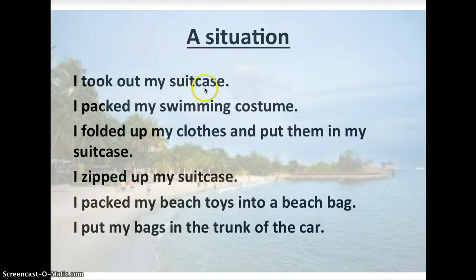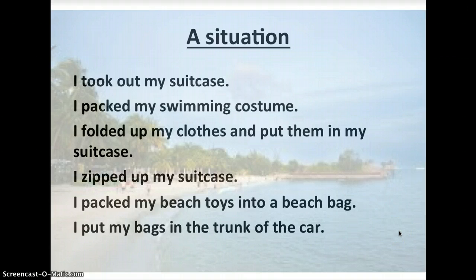I took out my suitcase. I packed my swimming costume. I folded up my clothes and put them in my suitcase. I zipped up my suitcase. I packed my beach toys into a beach bag. I put my bags in the trunk of the car.